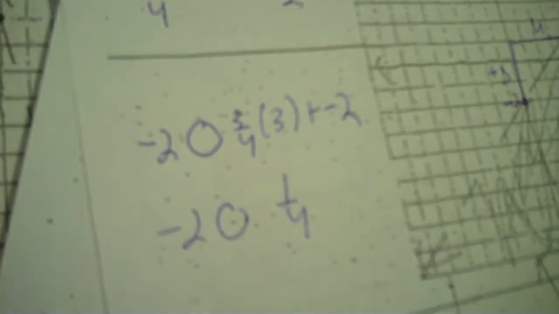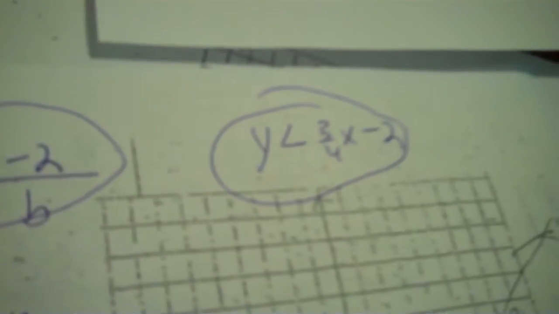Okay, what's bigger, 2 or 1/4? Well, negative 2 or 1/4. Well, the positive is always bigger. Okay, so the sign opens up this way, and it's dashed. It's supposed to be not very well dashed, but it would just stay that way. Okay, so the answer is y is less than 3/4 x minus 2, or plus negative 2, whatever.